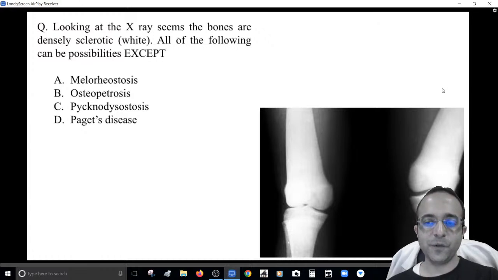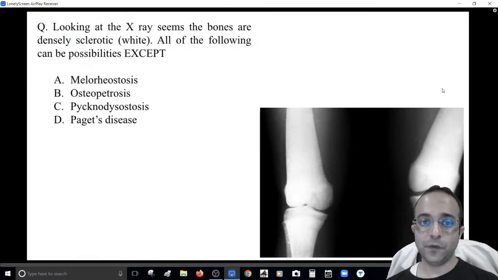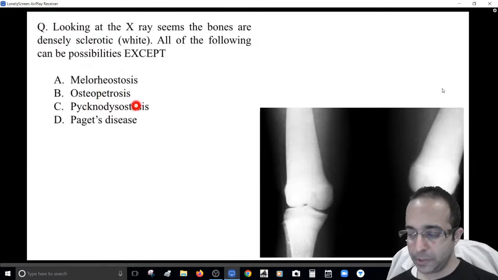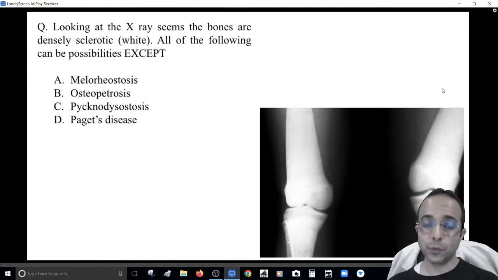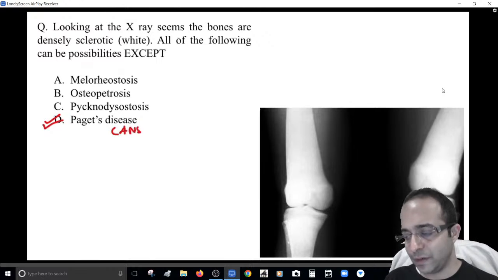So just another spotter for you. Again, densely white femur, densely white tibia. All of the following can be the diagnosis here, except what is what I want you guys to answer me. Okay, so melorheostosis, osteopetrosis, pycnodysostosis, Paget's disease. Which is not the correct choice here? Let me tell you again, all close calls, but one of them is less likely here. I hope you can see absolutely white femur and almost looking like that Erlenmeyer flask. All right, no problem, I'll help you guys with this. Paget's would be the least likely answer from my side here.